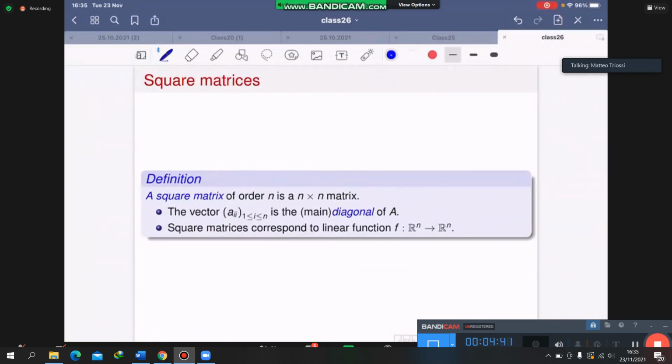So from now on in the class, we will restrict our attention to square matrices. Matrices having the same number of rows and the same number of columns. Naples by Naples, Padua by Padua, all this kind of matrices. And these matrices correspond to linear functions from spaces of the same dimension.